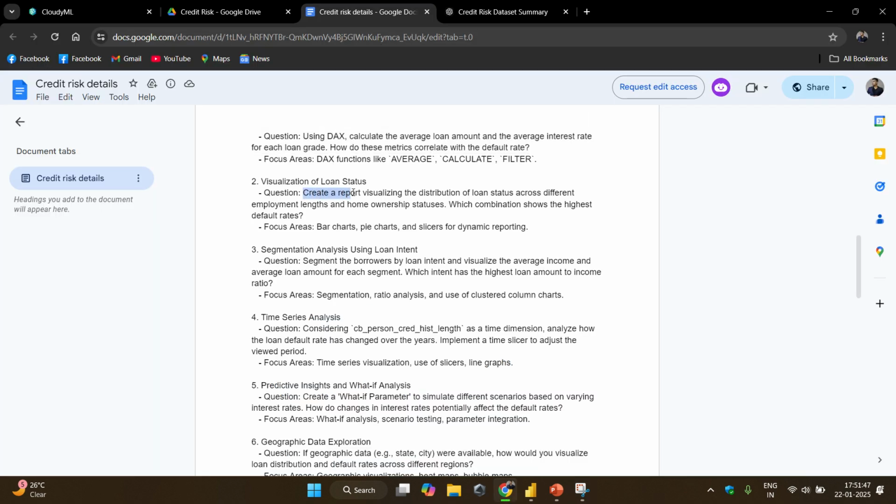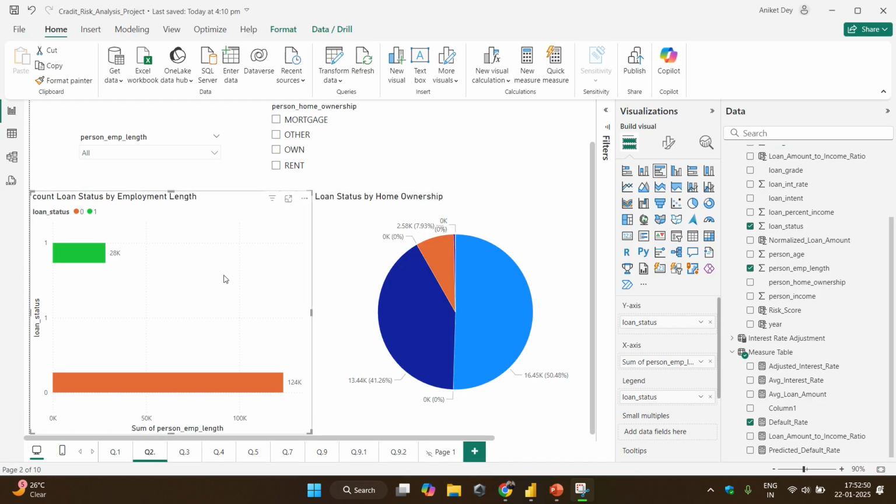In the next question, I have to create a report by visualizing the distribution of loan status across different employment lengths and home ownership status, and find which combination shows the highest default rate. To create this visualization, I have used this clustered bar chart and used the loan status in the y-axis and person employment length in the x-axis and the loan status in the legend section. And this is showing the count of loan status by employment length.